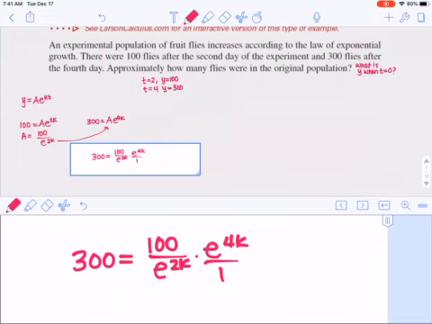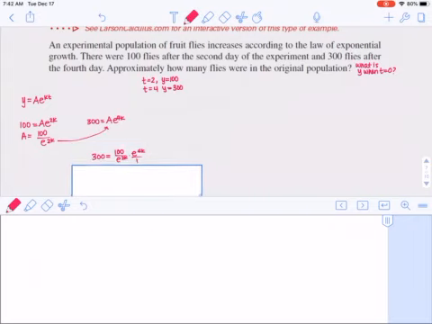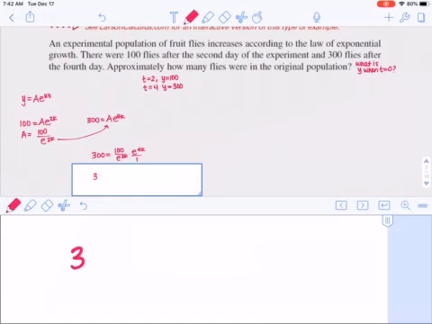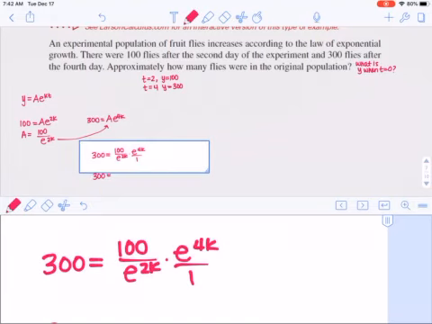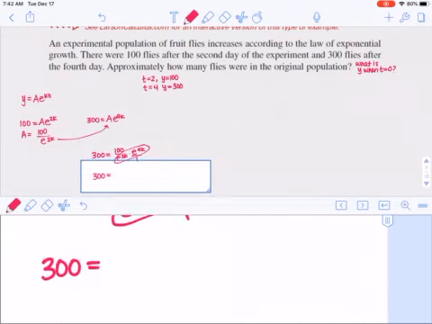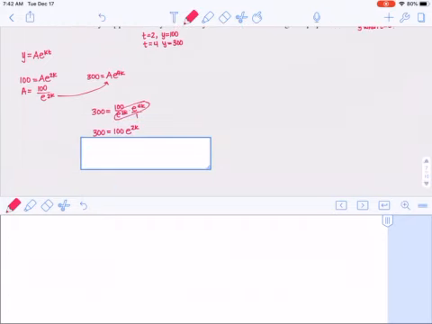Okay, and I might think about that as e to the 4k over 1. Well, certainly I can do a little bit of work here. You notice there is no a, so I should be able to kind of solve for k. So over here, I can actually simplify this part of it. When you are dividing like bases, you know that you can subtract the exponents. So I'm still going to have the 100, and then e to the 4k minus 2k is e to the 2k, which means when I divide both sides by 100, I get 3 equals e to the 2k.